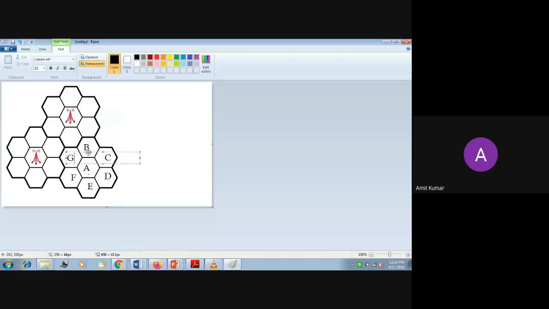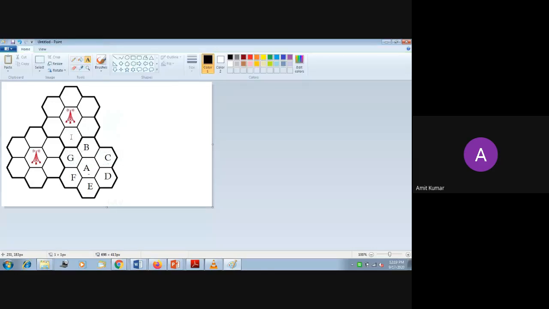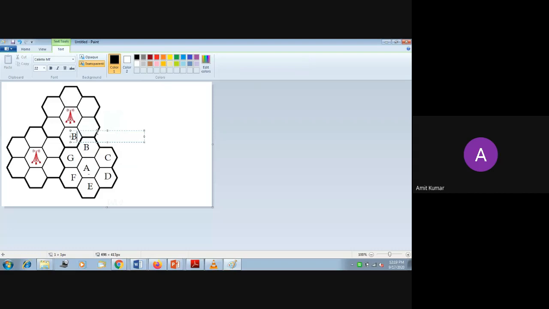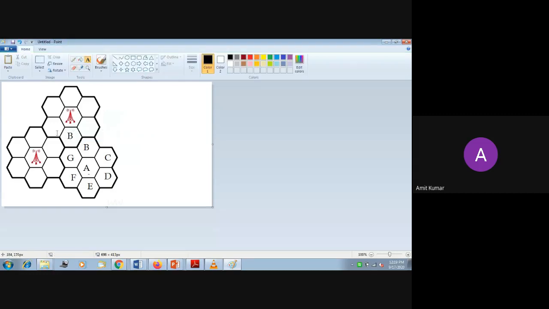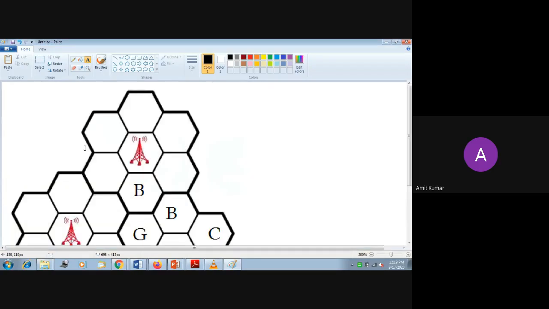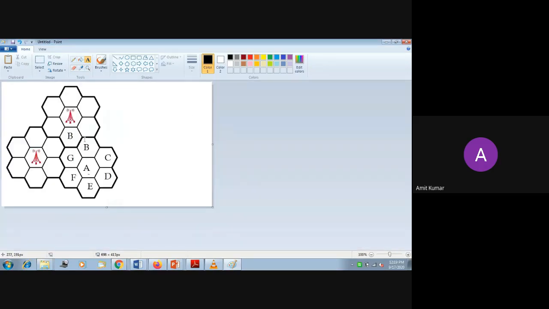So if this is one cluster and you have assigned B here again, so what will be happening? These two channels will have the same frequency, or you can say this antenna and this antenna are using the same frequency, which is assigned as B. So now they are adjacent to each other. So due to the adjacency, what will be happening here? There will be interference at the boundary of this cell.